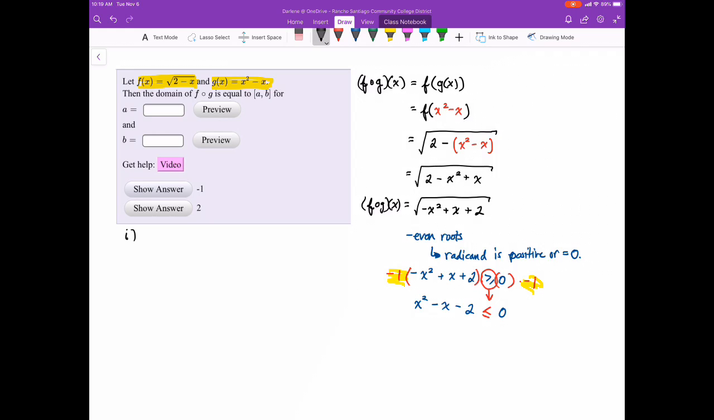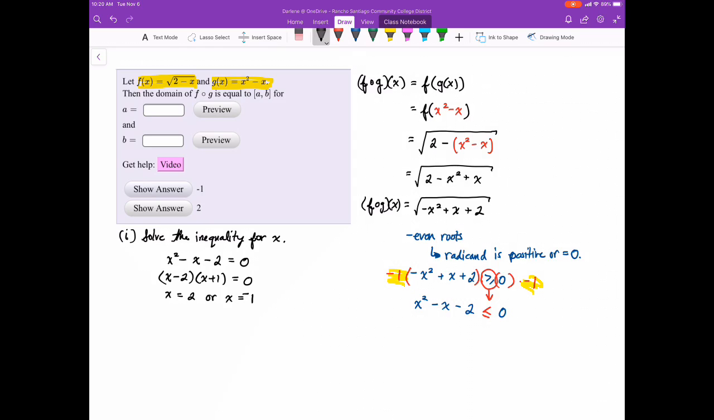So the next thing we have to do is solve the inequality for x. So this means we'll have to go ahead and find the zeros of x squared minus x minus 2 and graph them on a number line and take test values. So here, if we factor this, we get x minus 2 and x plus 1 equal to 0, and therefore x would be equal to 2 or x would be equal to negative 1.